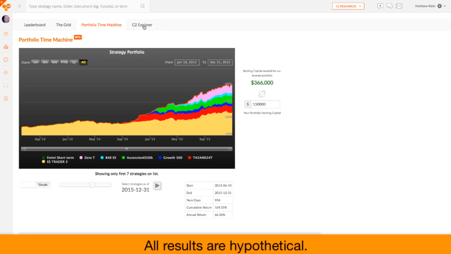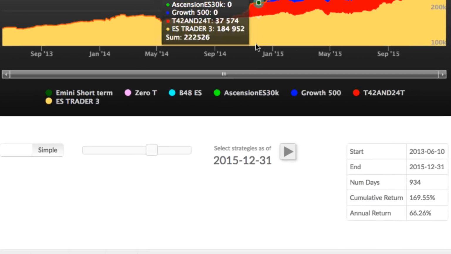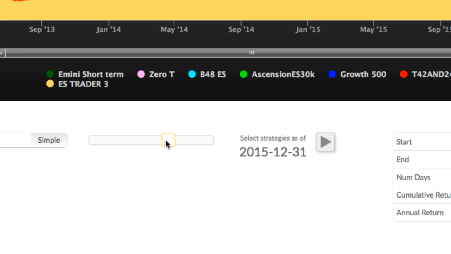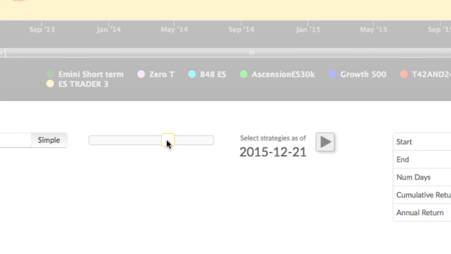So let's begin our time travel experiment. How do we start our time travel experiment? We simply move this time travel knob backwards and forwards. And let's go back in time to, I don't know, December 2015, about 2 years ago.